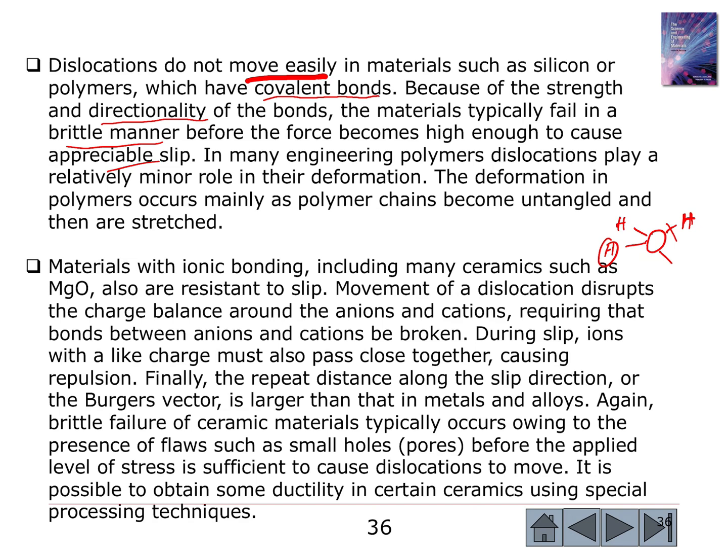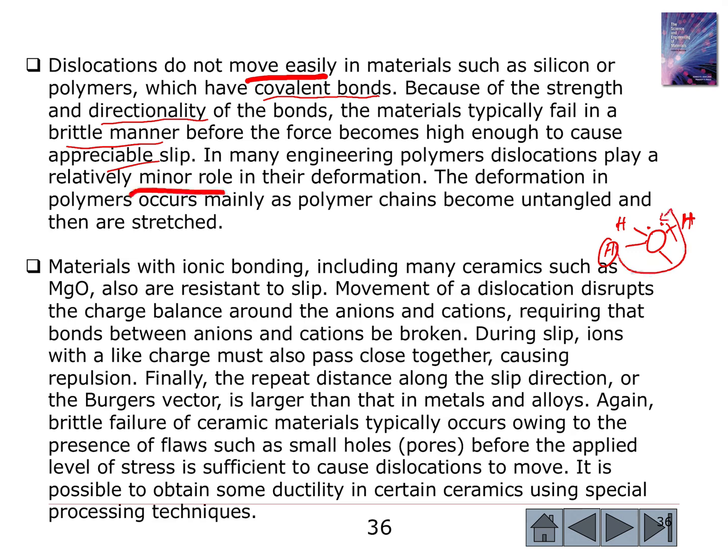Why? Because the unpaired electrons, one is here and the other is here, so the bond needs to be here, right? So this is called directionality of the bond. Clear? So the material typically fails in a brittle manner before the force becomes high enough to cause appreciable slip. In many engineering polymers, dislocations play a relatively minor role in their deformation.